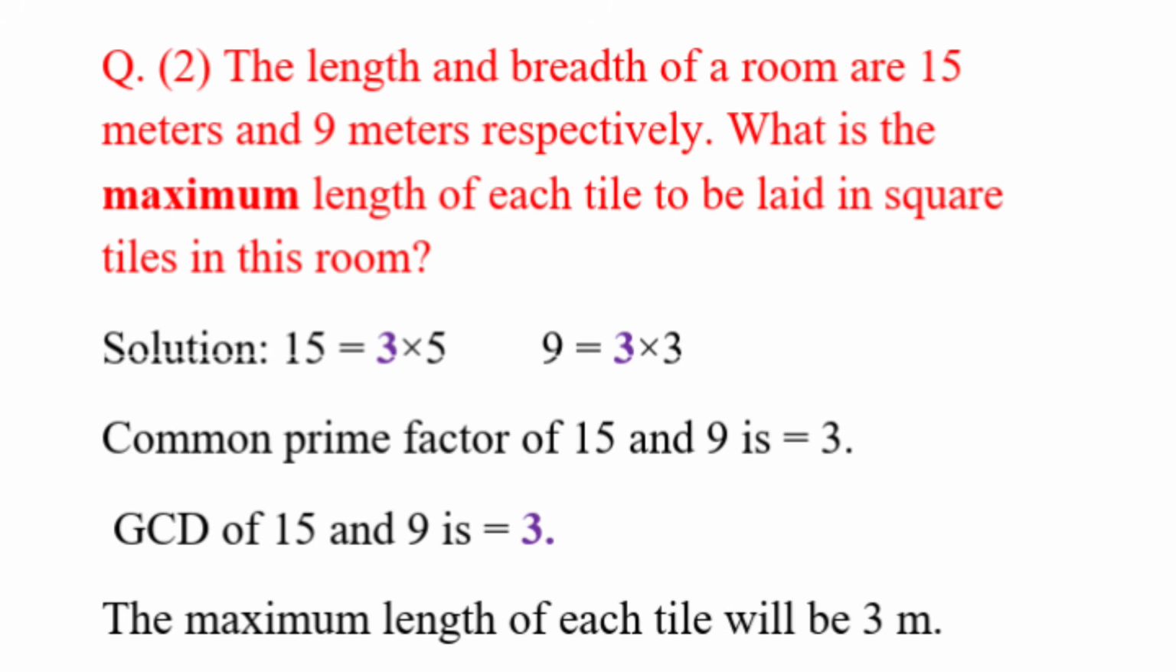So the GCD of 15 and 9 is 3. Hence, the maximum length of each tile will be 3 meters. A square tile should be of 3 meter length, and these kinds of tiles can be fixed in this room.